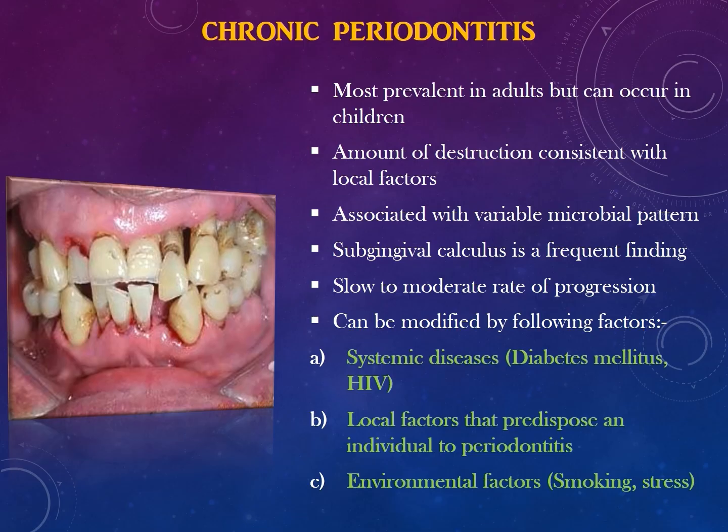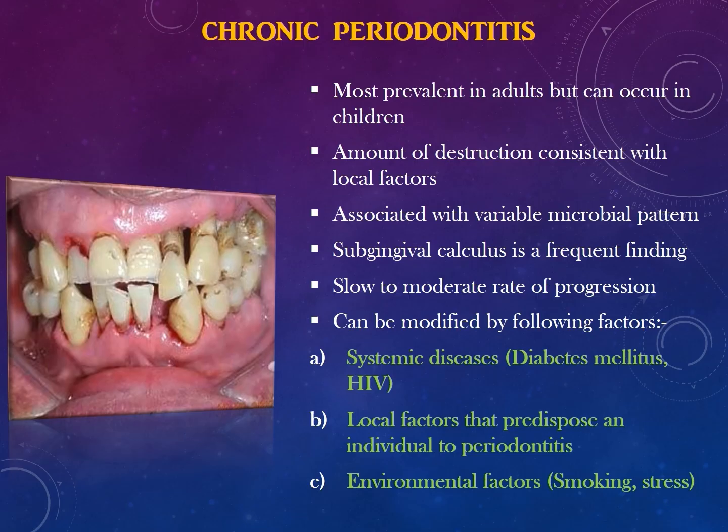Chronic periodontitis can be modified by the following factors, such as systemic diseases, local factors that predispose an individual to periodontitis, and environmental factors such as smoking and stress. These factors actually modify the normal host bacteria interaction, and they also modify the host response to the plaque accumulation.